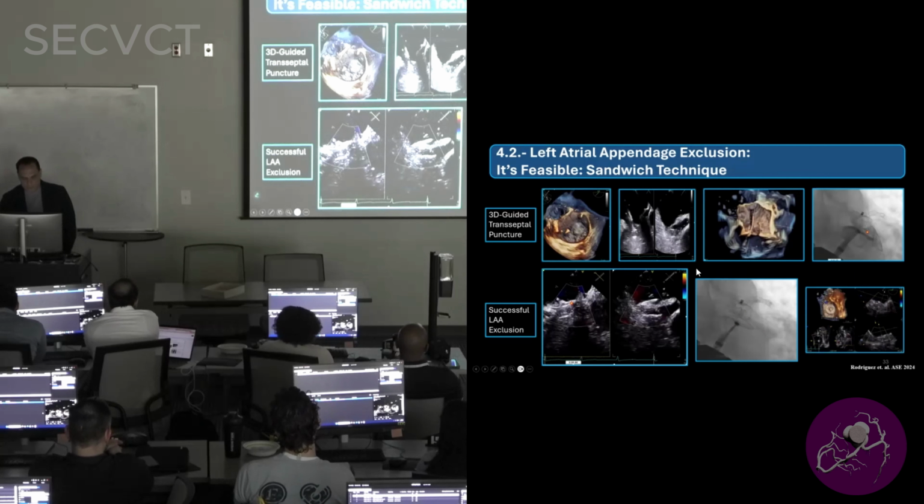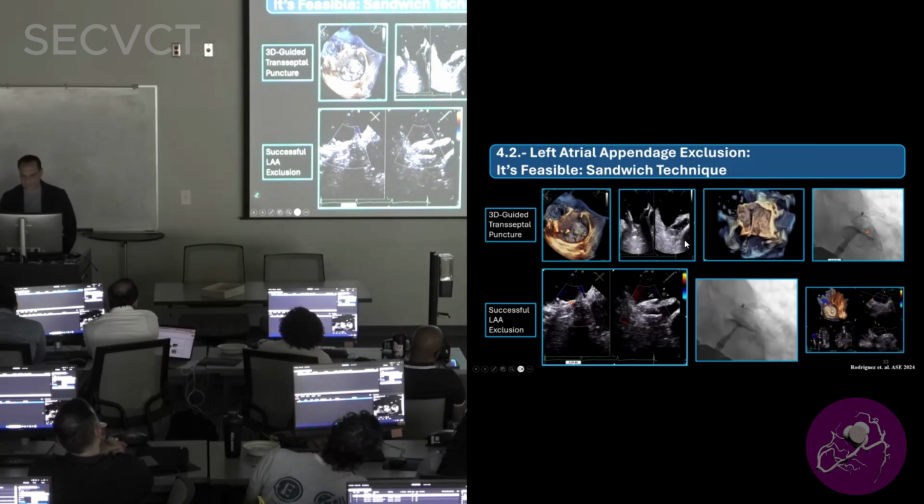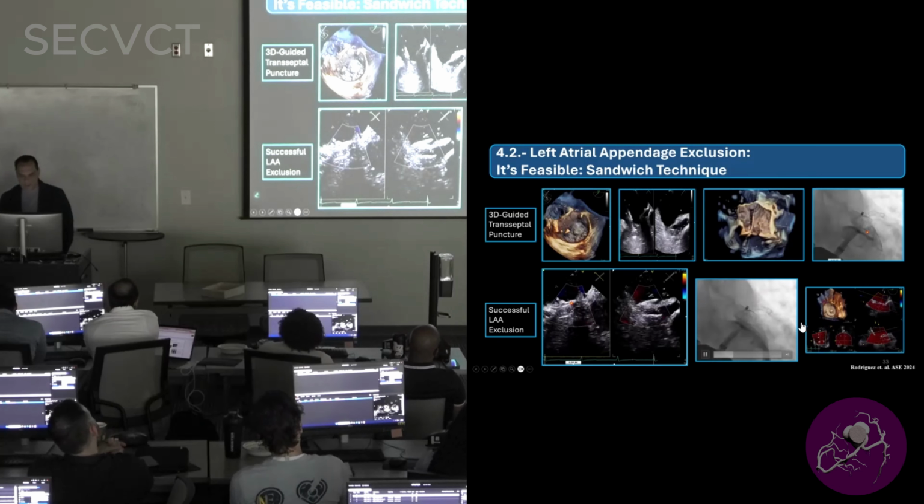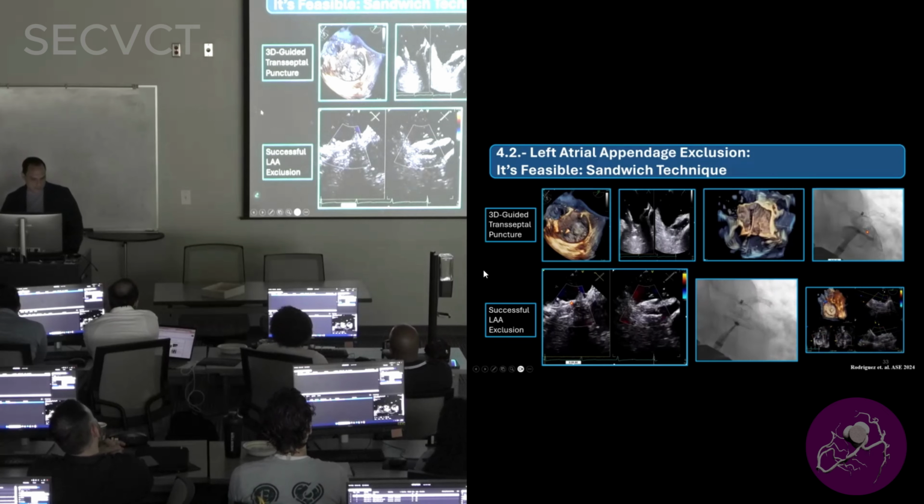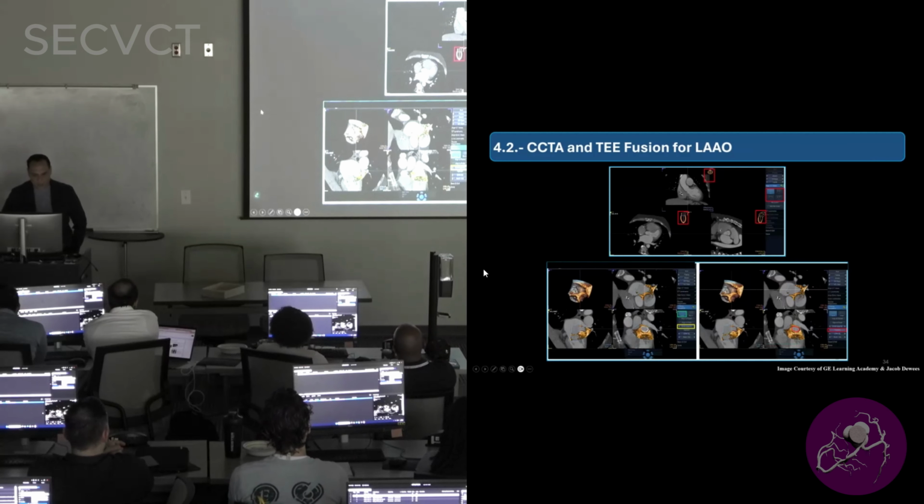We sent this to the vendors, and they again told us that this is a hostile anatomy. But because of this CT, we actually came up with an idea of doing a sandwich technique of a double seal device. And this is the first time the sandwich technique was tried for such hostile anatomy with successful closure and no peri-device leak. This is something that we presented at ASC in the Interventional Echocardiography Conference.